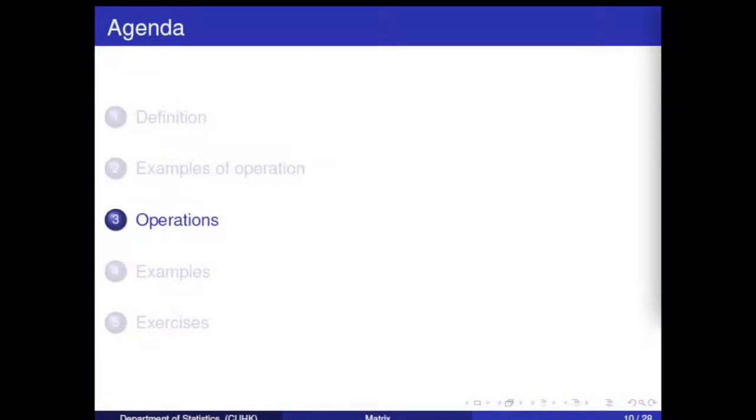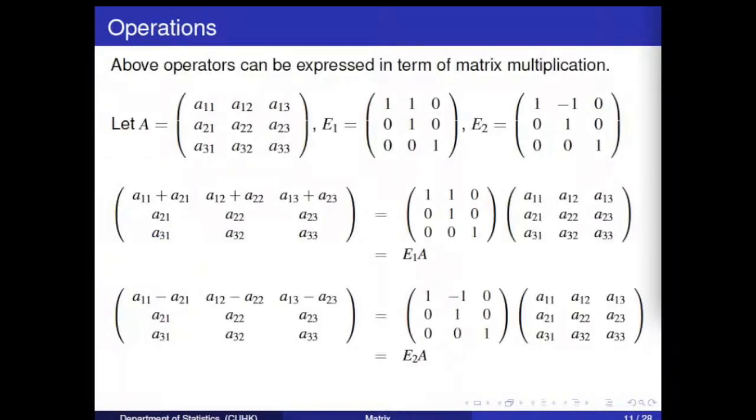Operations: the above operations can be expressed in terms of matrix multiplication. For example, the sum of two rows can be expressed in terms of this multiplication. Subtraction of two rows can be expressed in terms of this multiplication.